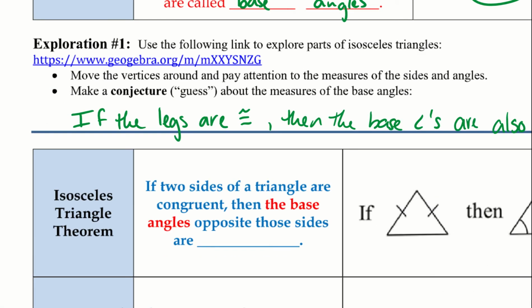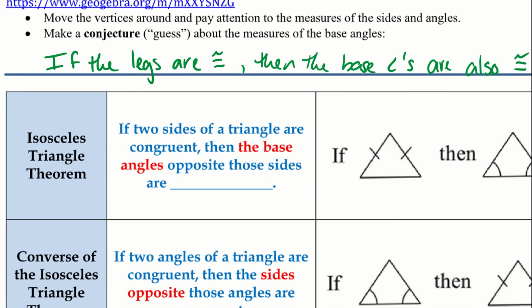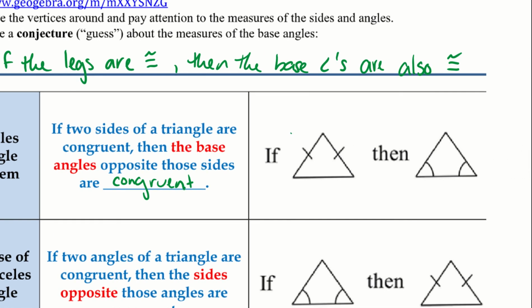Alright, so that is called the isosceles triangle theorem. If two sides of a triangle are congruent, then the base angles opposite those sides are congruent. So if we have the matching sides, which we have here and here, then we have the matching angles, which are across from the two sides. The two sides are here and here, so it matches up right down, so they're across from the two sides.